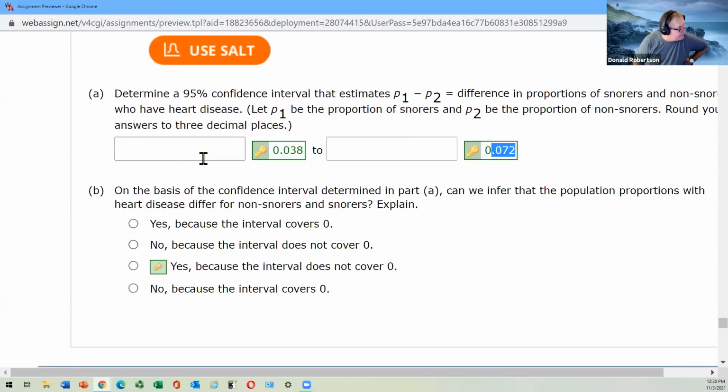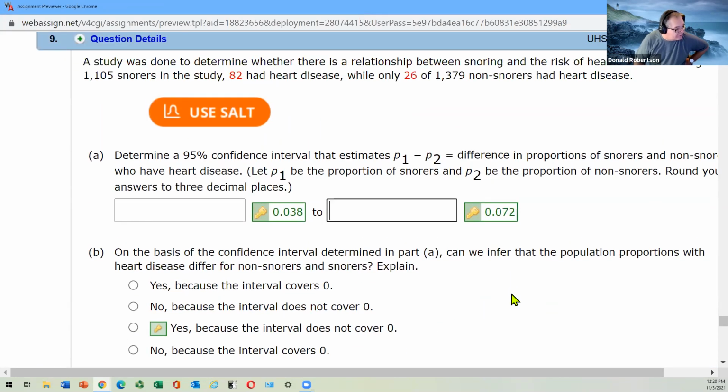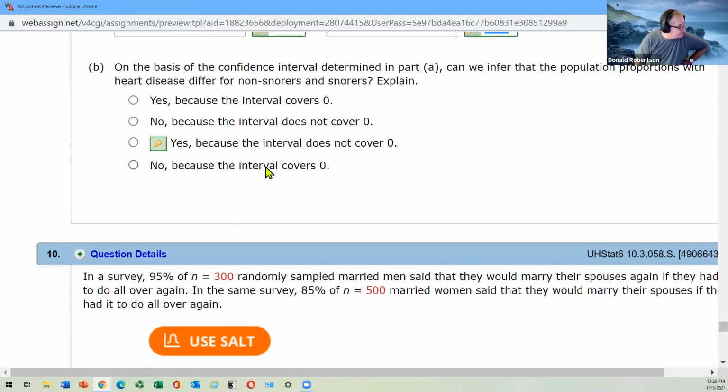Now, on the basis of this confidence interval, determine whether we can infer that the population with heart disease differs from the others. Well, they're not even telling you which way it differs, but would you agree that all of these numbers are positive? So does it not make snorers more likely to have heart disease than non-snorers? And that answer is yes then. And they just do it by what they phrase as does not cover 0.